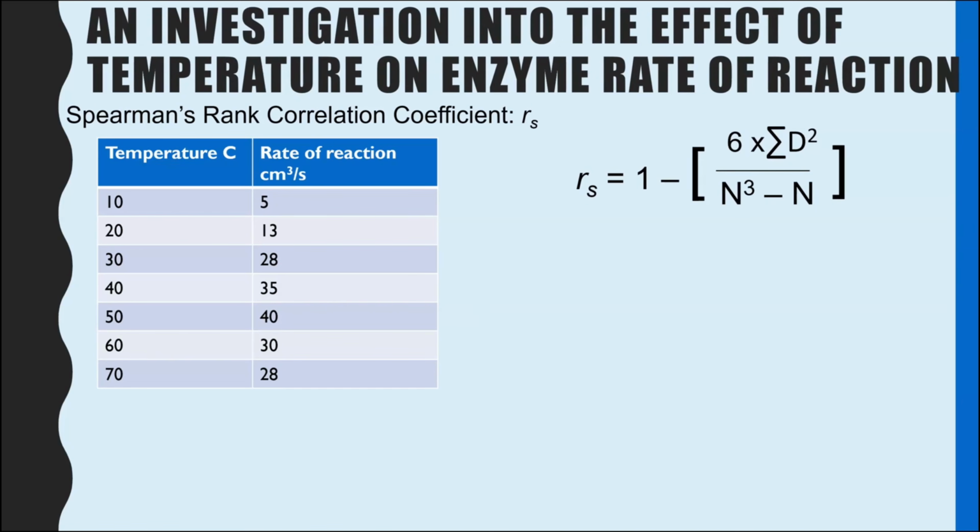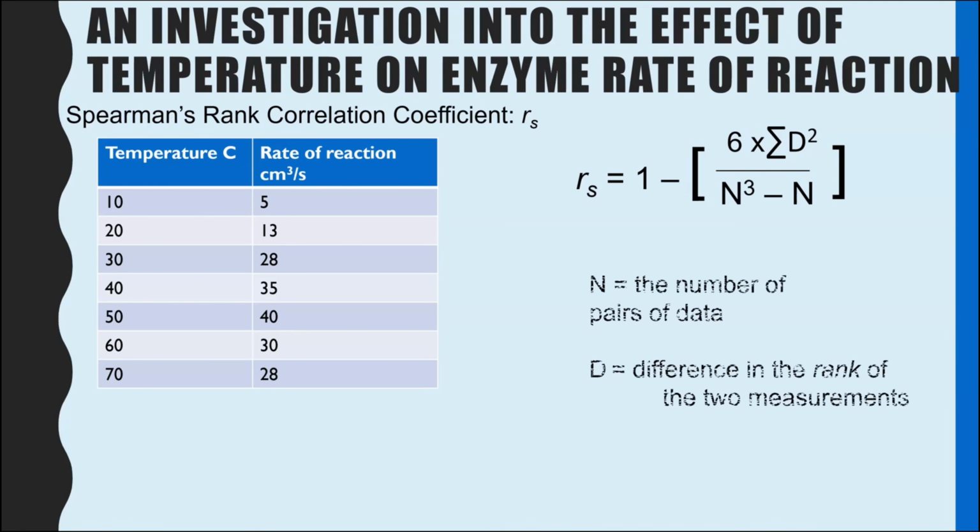So I've used this particular data. We've got 7 different temperatures from 10 to 70, and here are the rates of reaction. Now, as I said, you don't actually need to know this formula. You wouldn't be asked to calculate it at all, but I am going to go through it with you because you could be asked to use this formula to write up one of your required practicals throughout the course. So this should help with that.